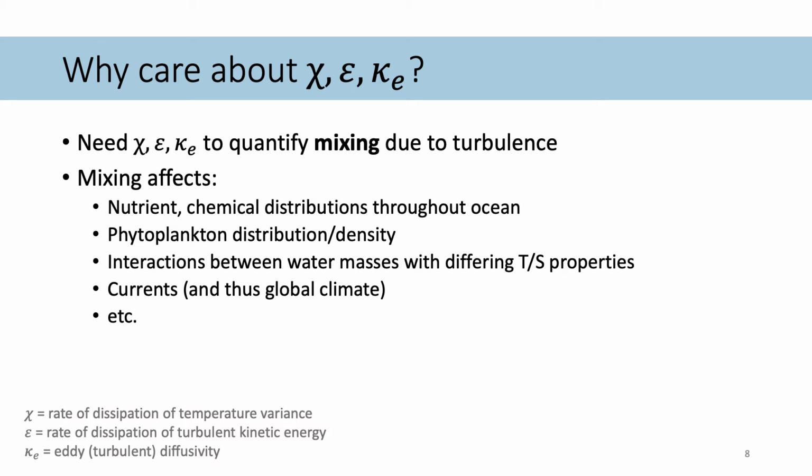Turbulence plays a key role, and historically an understudied role, in ocean mixing. And as I touched on earlier, why do we care about mixing? Well, different subdisciplines of oceanography probably have their own reasons for caring about mixing. But to name a few, it impacts nutrient and other chemical distributions throughout the ocean. For instance, it could be a driver of mixing from the deep ocean up to the surface. It can influence phytoplankton distribution and density, and it drives the mixing of warm and cold water masses, which influence global currents and, in turn, global climate.